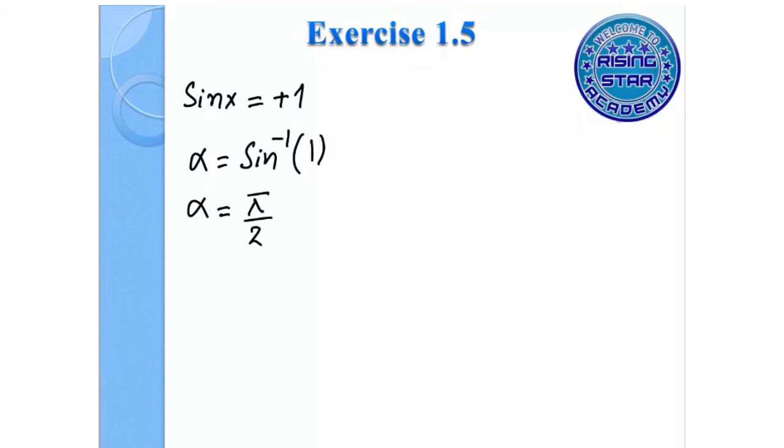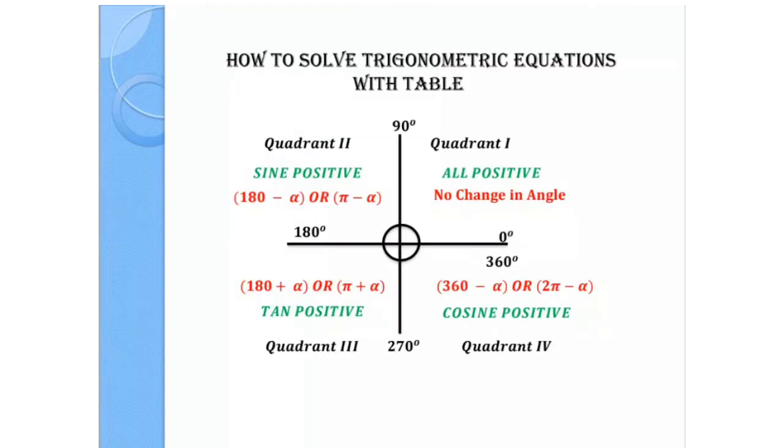So we know that the sine is positive in the first and the second quadrant. Here you can see the sine is positive in the first quadrant and the sine is positive in the second quadrant. For the first quadrant, we know that our x = alpha. For the second quadrant, we have x = pi − alpha, because the sine is positive in both quadrants.